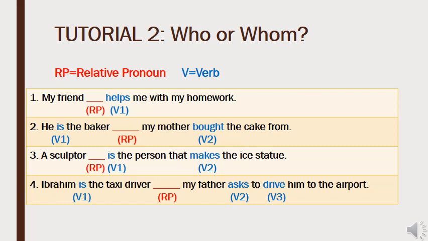Good. So now, do you know how to differentiate the use of who and whom in a sentence? Remember, the key word for who is before and whom is after. So, if the relative pronoun is before the verb, therefore it is who. But if the relative pronoun is after the first verb, then it is whom.